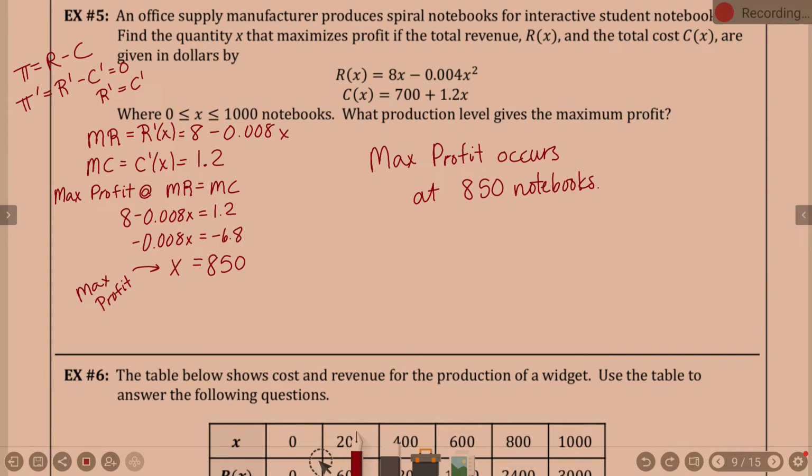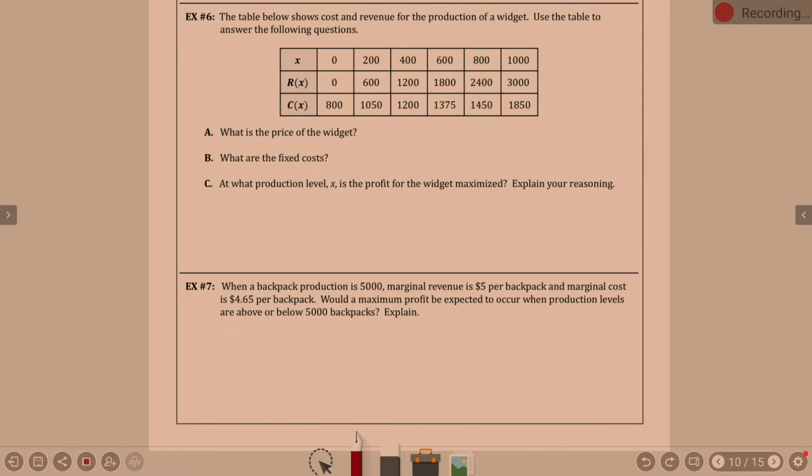Okay. Let's go ahead and look at 6. Yeah, here it dropped out. Somebody dropped out? No docs out there.